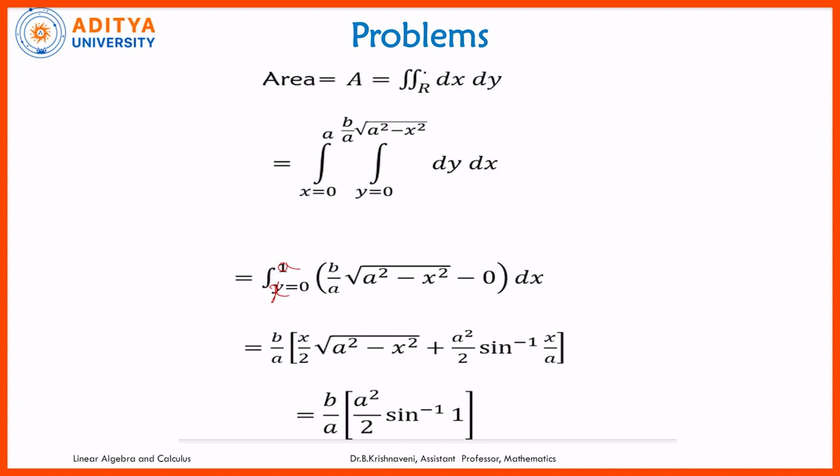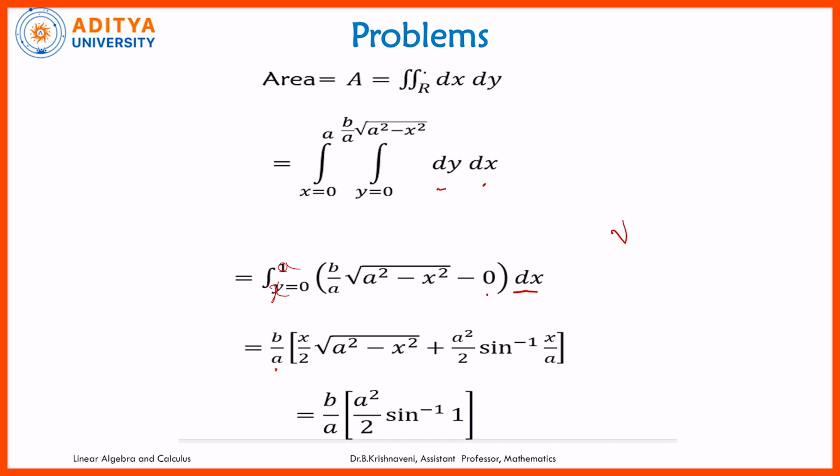So we know that area is equal to double integral over R dx dy. That is x is equal to 0 to a, y is equal to 0 to b by a root of a square minus x square, dy dx. Now integral dy is y. Substituting the y limits, upper limit b by a root of a square minus x square, lower limit is 0. Now b by a you can take outside the integration. Now do integration with respect to x.